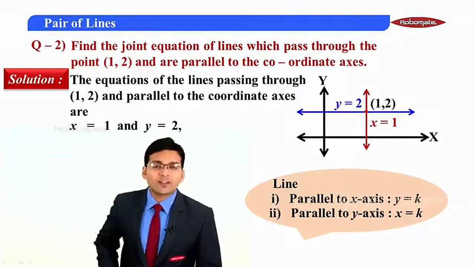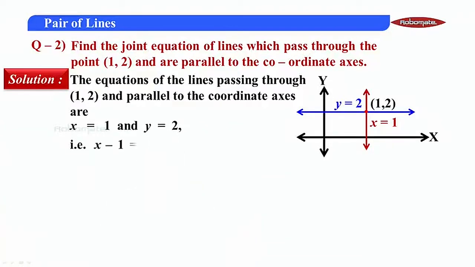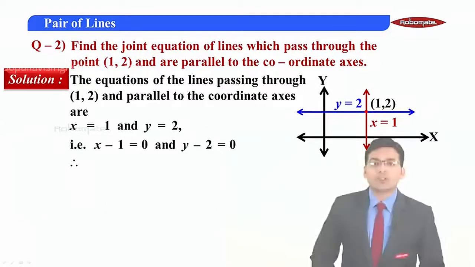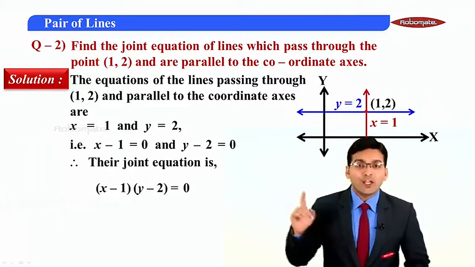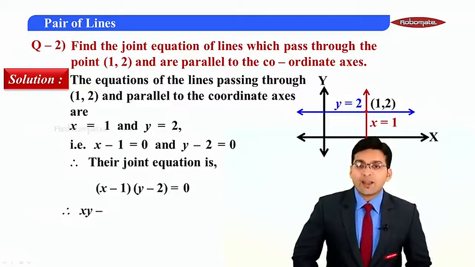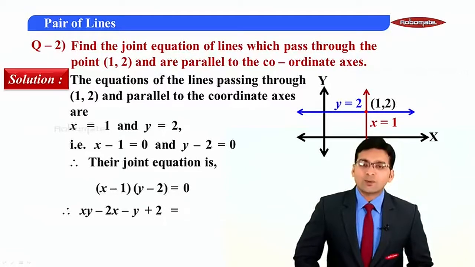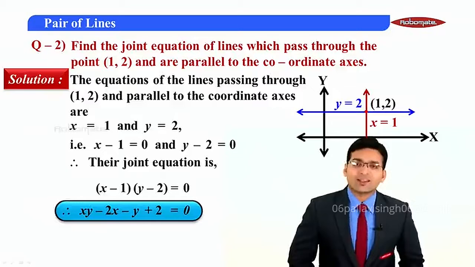Now let us try to find the combined equation here. So we say the lines can be written as x minus 1 equal to 0 and y minus 2 equal to 0. These become the joint equation as x minus 1 into y minus 2 equal to 0. On simplification, xy minus 2x minus y plus 2 is equal to 0. So here we get the combined equation of the required lines.